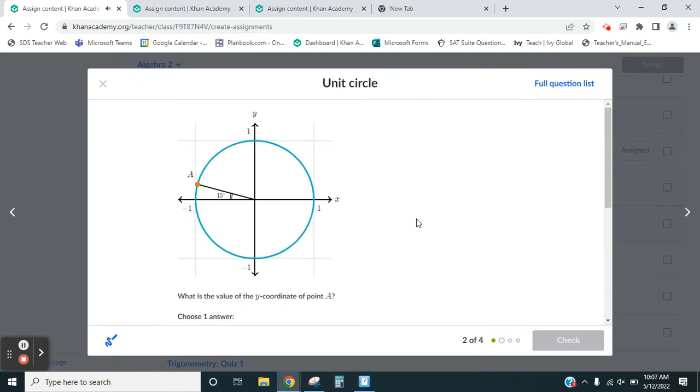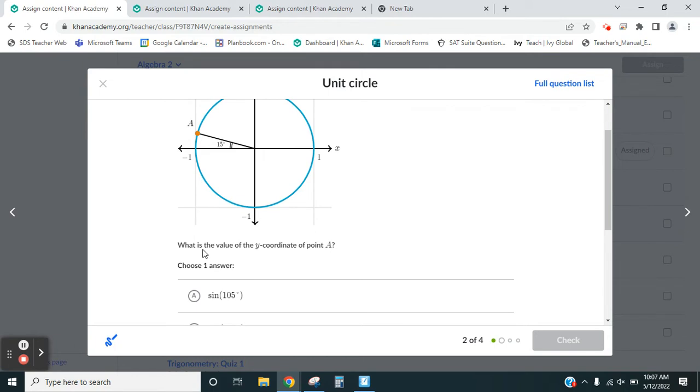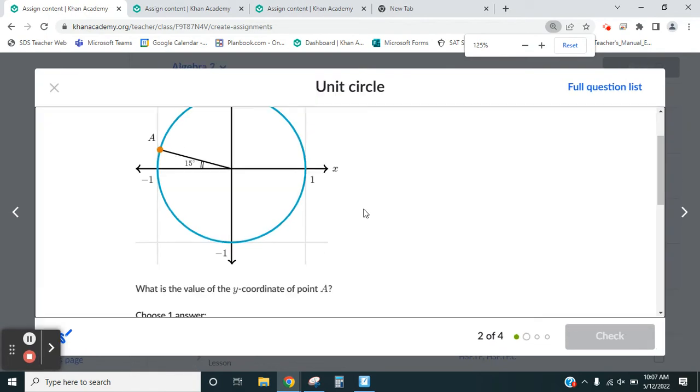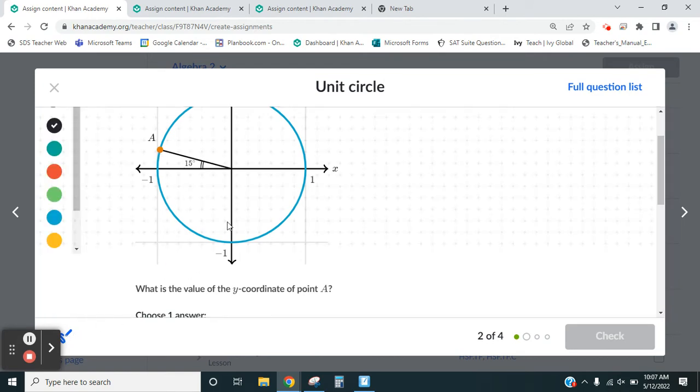Okay, let's do the next one. Ready? So here's a point. It says, what is the value of the y coordinate of point A? Sorry, that's probably not large enough. There you go. What's the value of the y coordinate of point A? Now, this is 15 degrees. Let's try to do this without using the multiple choice. If that's 15 degrees up from there, what's this angle right here? Not the 15, but this location right here on the circle.